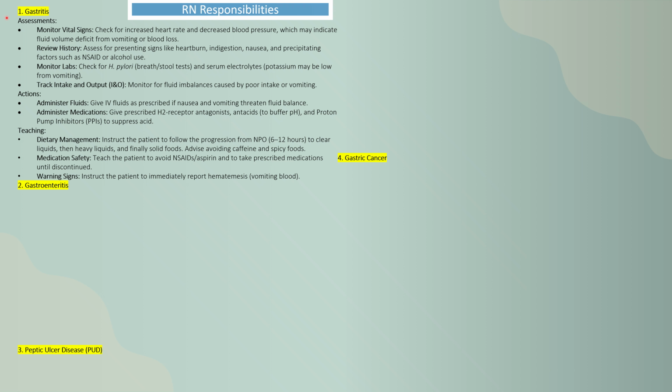Monitor the labs: check for H. pylori breath and stool tests, and serum electrolytes like potassium, which may be low from vomiting. Track intake and output. Monitor for fluid imbalance caused by poor intake or vomiting.